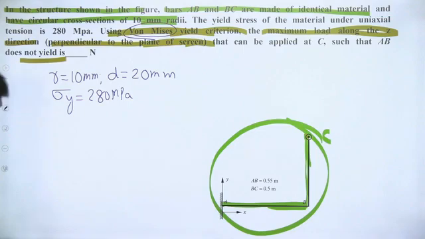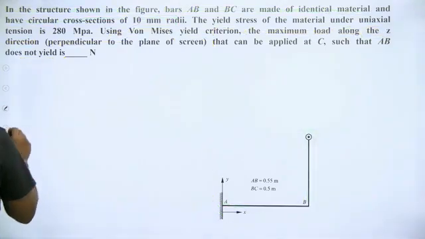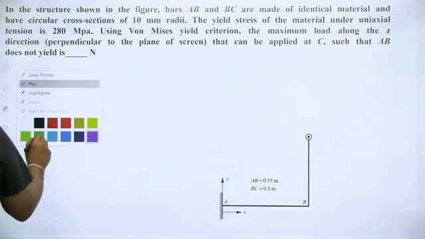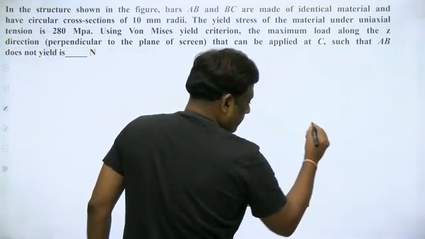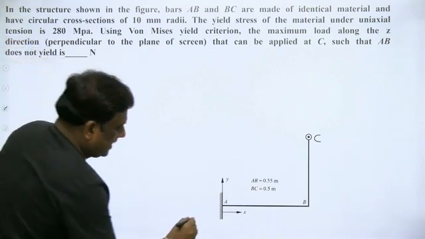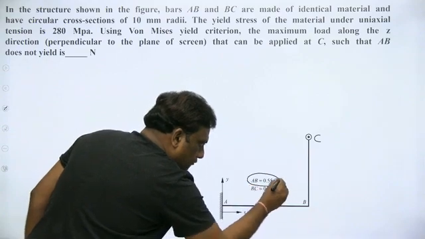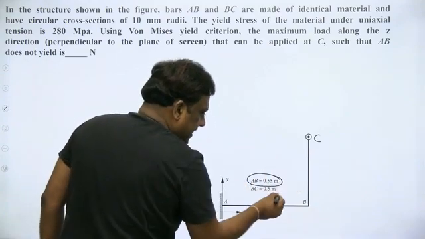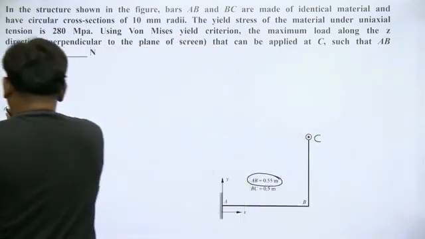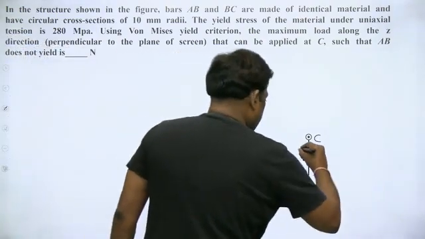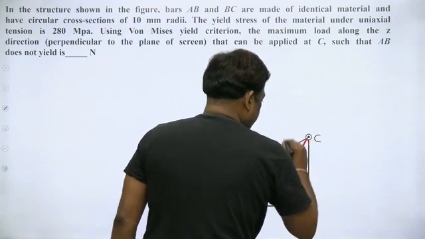Now we'll try to solve this question. This is a wonderful question, my dear students. This is our C. The lengths are given. AB has a length of 0.55 meter or 550 mm. BC has a length of 0.5 meter, that is 500 mm. We are applying a load actually like this. Let the load be P.